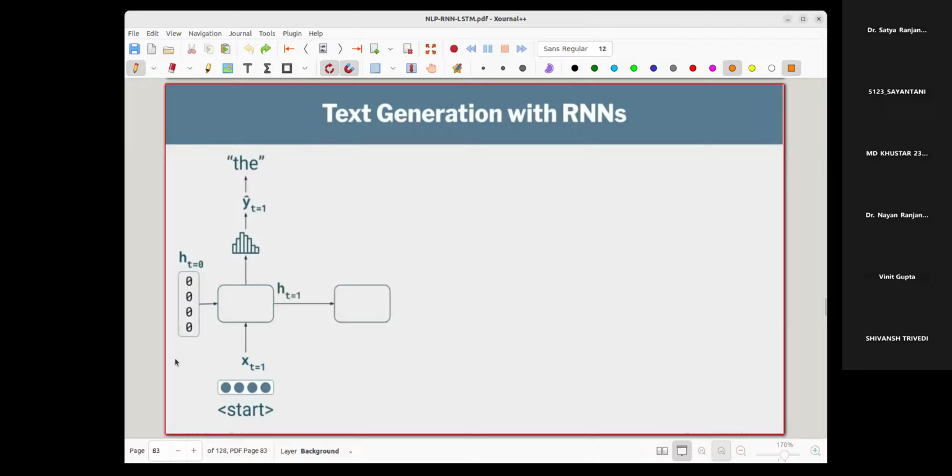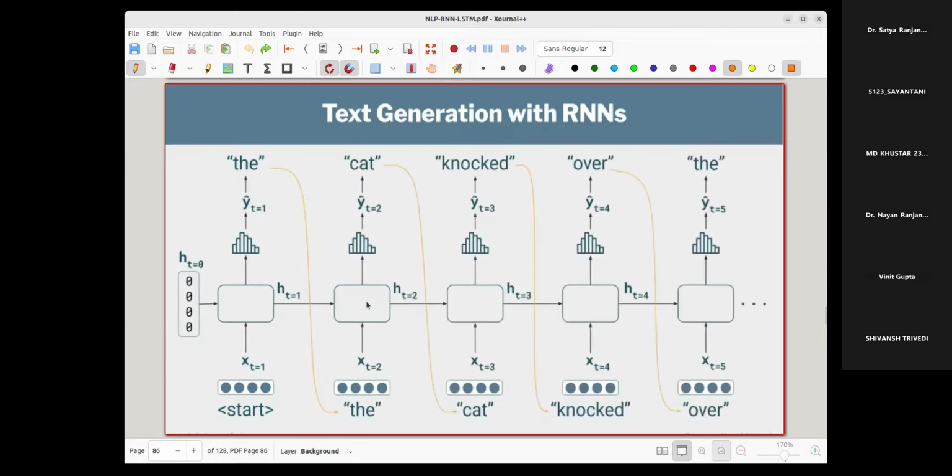In the next time step, let's say it is sampling "the". Now in the next time step, this "the" is given as input, and again it will produce some output. Let's say "cat". Again "cat" is given as input to the next time step. It produces "knocked". "Knocked" is given as input to the next time step. "Over" is output. "Over" is given as input, and "the" is output.